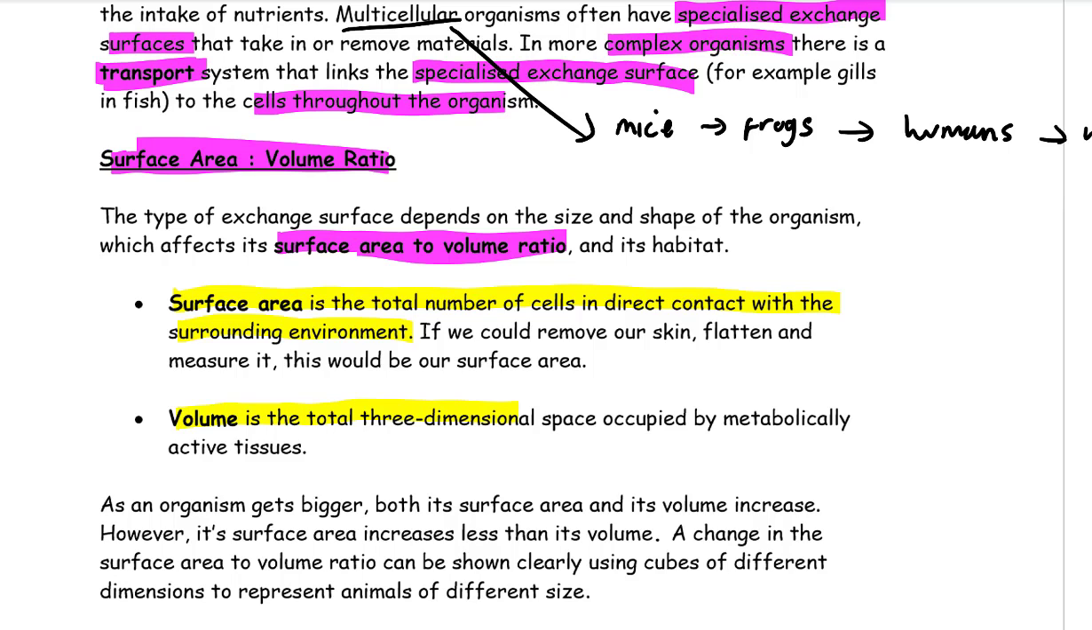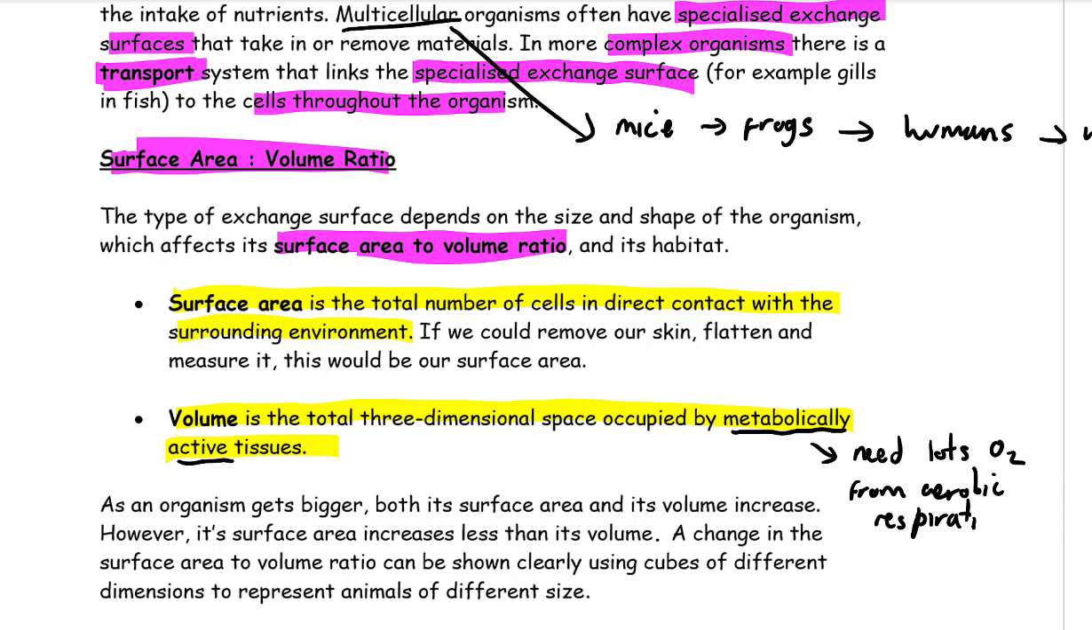Volume is a three-dimensional space occupied by metabolically active tissues. Metabolically active tissues are ones that are carrying out lots of processes, so they're going to need lots of oxygen from aerobic respiration, and they're going to make ATP.